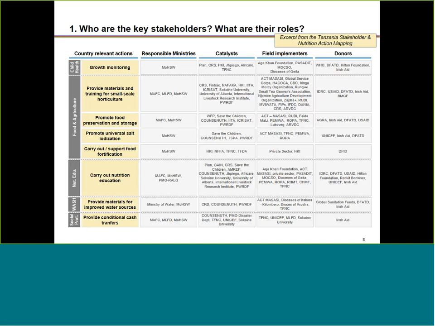In the example, take a look at the second action listed in a yellow cell. Provide materials for training for small-scale horticulture. Following this row across, we can identify all the stakeholders who reported supporting this action in Tanzania during the mapping year. You will notice that 3 ministries were responsible for this action at the government level. A large number of organizations served as catalysts and field implementers, and 5 actors were donors.